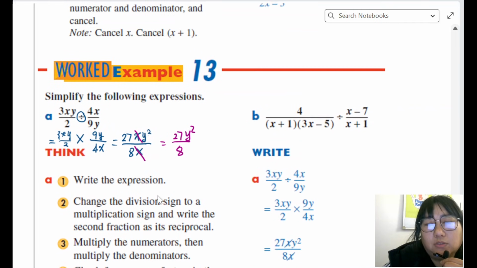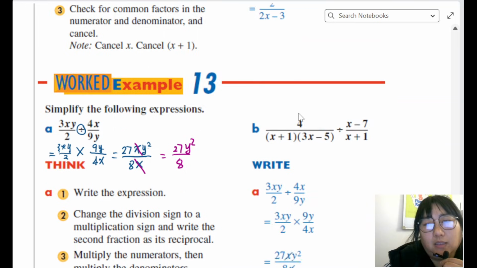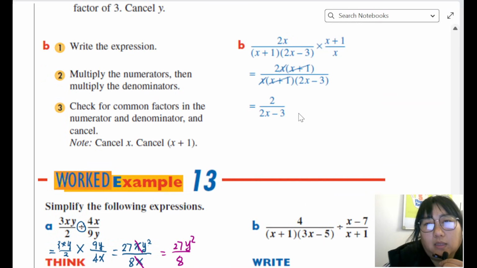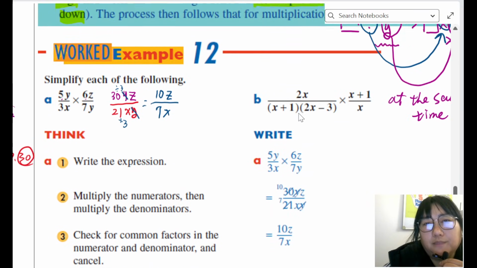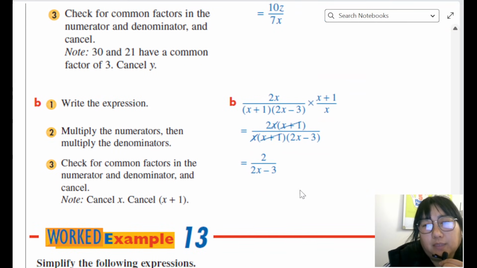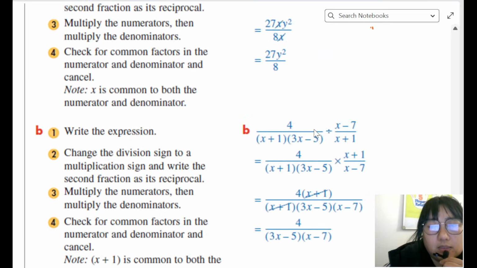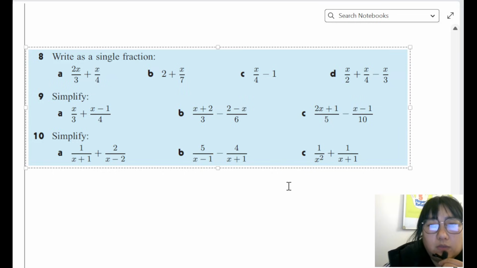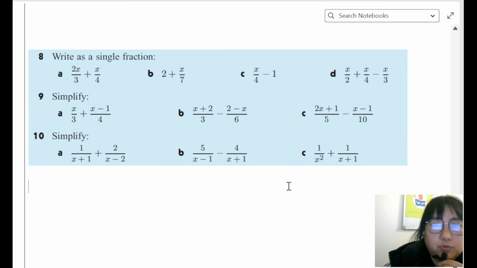And also, guys, you can try the 13b, and the solution is like this. Okay, and also you can try the example 12b, and the answer is here. So guys, that is basic division and multiplication. And also we have some questions for you to do more exercise. And basically for the addition and subtraction, you can use the same way.